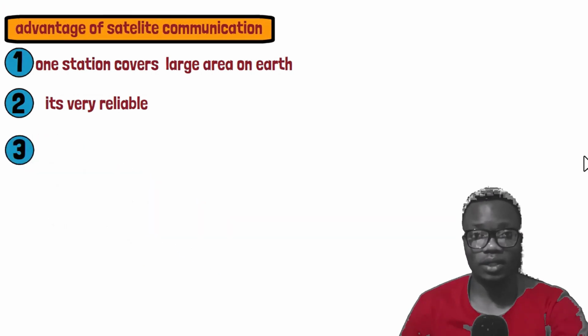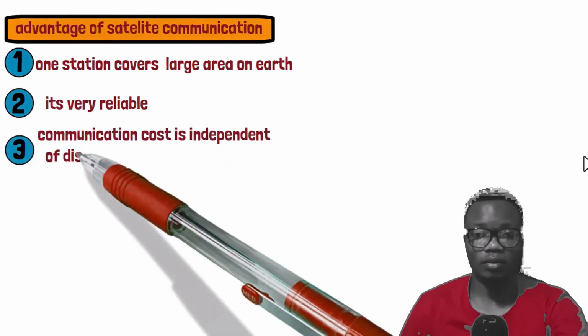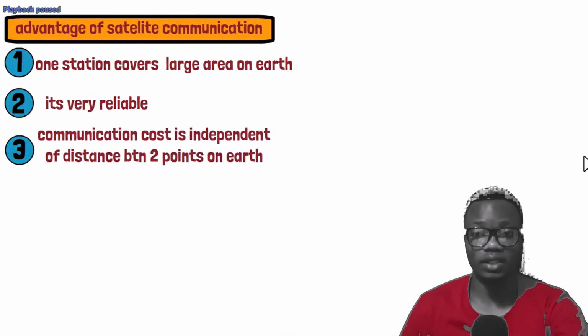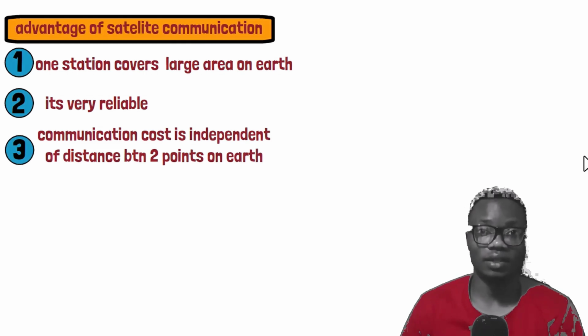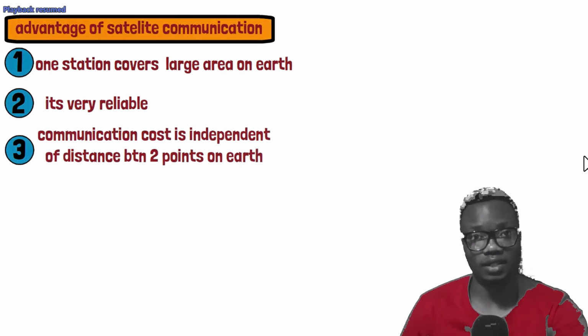Another important advantage of satellite communication is that communication cost is independent of the distance between 2 points on the Earth. So sending information from one point to another, the cost is independent of the distance between the 2 points. The distance of transmission of signals is independent of the cost. So sending information over 10 km and sending information over a distance of 100 km, the cost is always the same. That is one of the advantages.